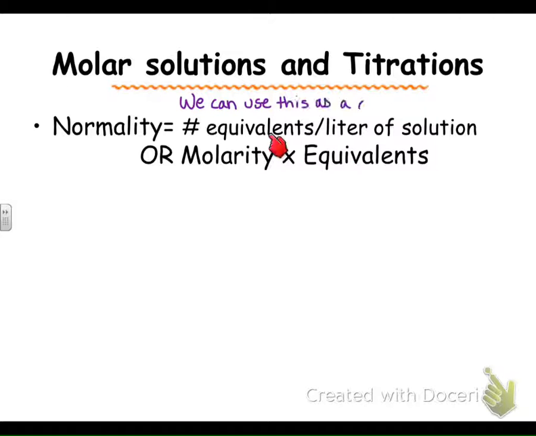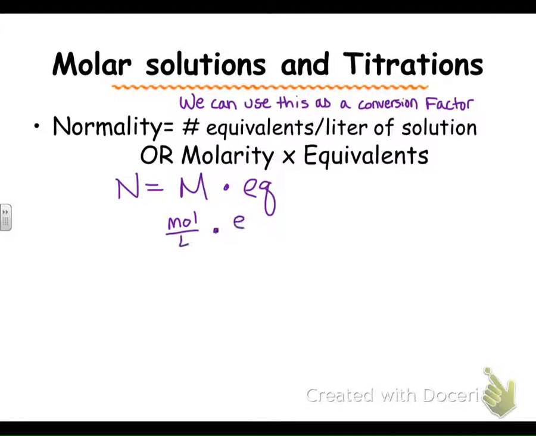So we can use this top one because it is a derived unit as a conversion unit within a T-chart, but we can also use it if we know the molarity and if we know the equivalence. So just a reminder, molarity is moles per liter, and equivalence is just equivalents per liter. So this is why we can say molarity times equivalence equals normality, because it's the equivalents per liter of solution.